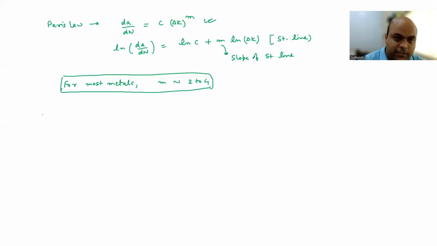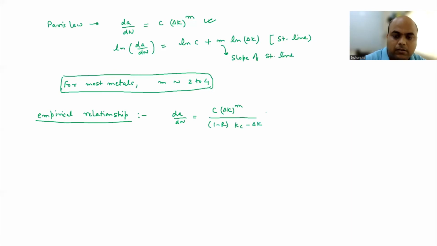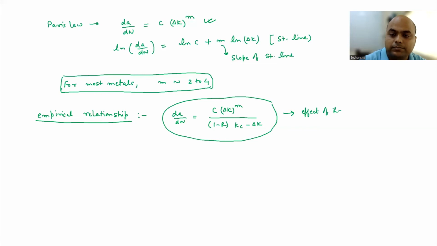Okay. So, one of the empirical relationships I will give you, other than Paris, says dA/dN equals C ΔK to the power m. So this is same as Paris, but now they have included the effect of R ratio. So here we are including the effect of R ratio.